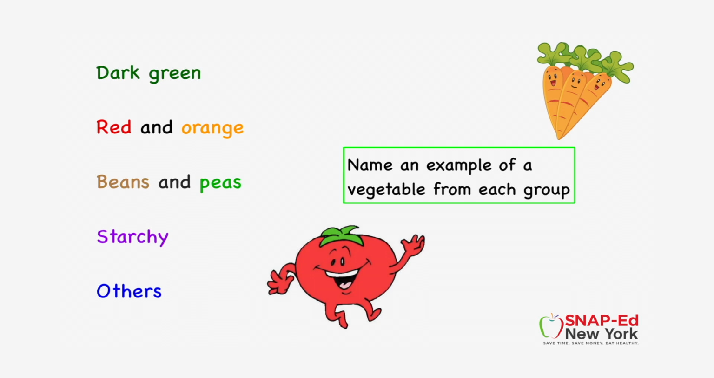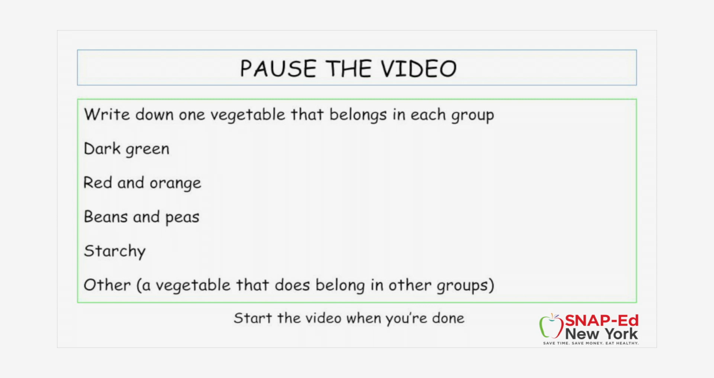Next is the vegetable group. It has 5 subgroups: dark green, red and orange, beans and peas, starchy, and others. It's important to vary your veggies since there's so many types of vegetables that are different colors, flavors, and have different nutrients. I want you to write down an example of a vegetable that you think belongs in each group: dark green, red and orange, beans and peas, starchy, and other, which is a vegetable that doesn't belong in the other groups. Pause the video and come back when you're done.